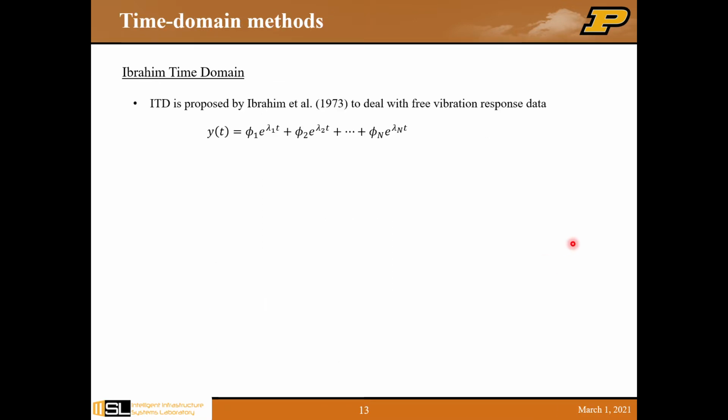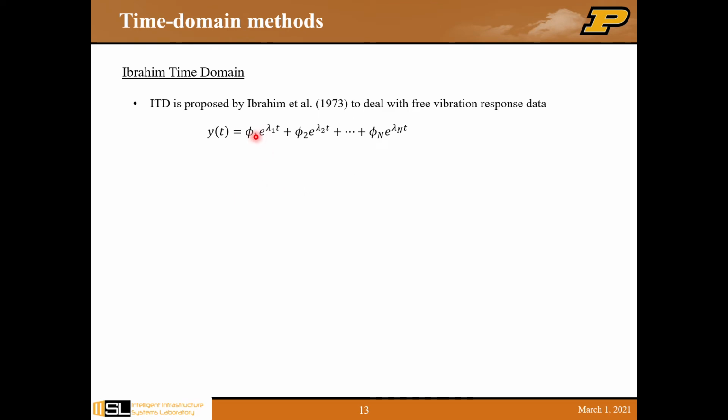Now let's talk about time domain methods. The first time domain method is the Ibrahim time domain, ITD. ITD was proposed by Ibrahim in 1973 to deal with free vibration response data. It is based on the assumption that any free vibration response can be expressed as a linear combination of certain modes.